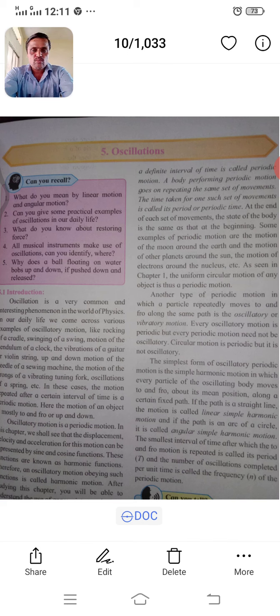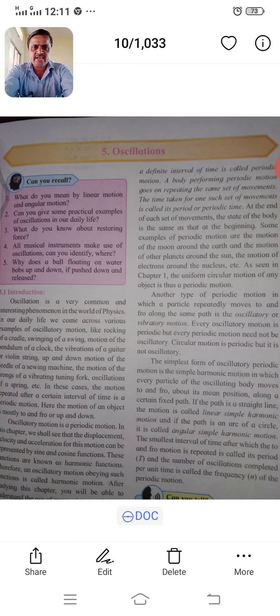Now we are taking some examples of periodic motion. These are the motion of the moon around the earth, or another example, the motion of electrons around the nucleus. Or there are many examples, such as the motion of all the hands in a clock, that is the hour hand, minute hand and second hand also. Those are also good examples of periodic motion.